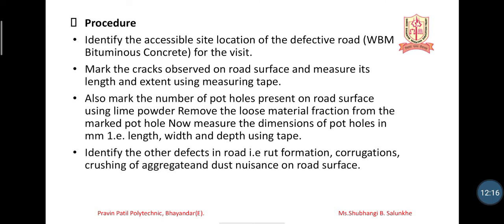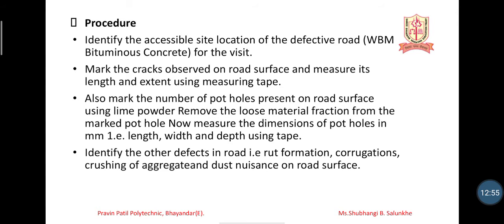So it is a very easy experiment, that is we have to visit a road. After visiting the road, you can see there are various types of defects. We have to identify which type of defect it is, and if it is a rut or a crack, we should take the measurement of that crack with a measuring tape. You have to take the length of the crack, and if there is a pothole, then obviously you have to clear that pothole. After clearing, you have to take the length, width and depth of that pothole, and we have to write it in our observation table.